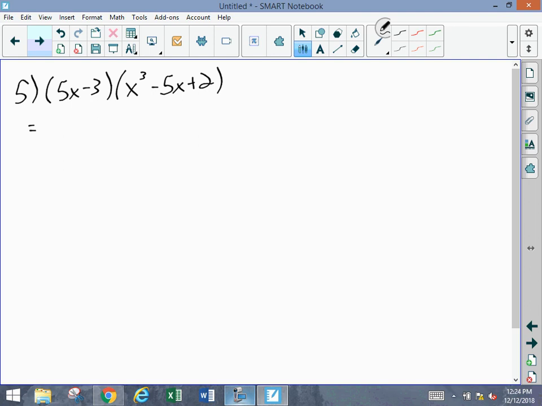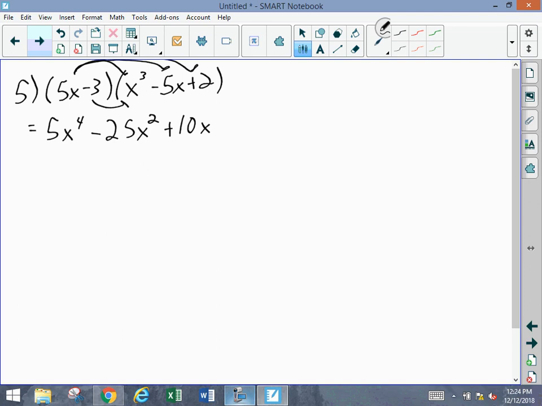Again, we need to distribute. So the first thing I'm going to do is multiply the 5x times everything in my other set of parentheses. 5x times x cubed is 5x to the 4th. 5x times negative 5x is negative 25x squared. 5x times positive 2 is positive 10x. And now it's time to get over to that 3.